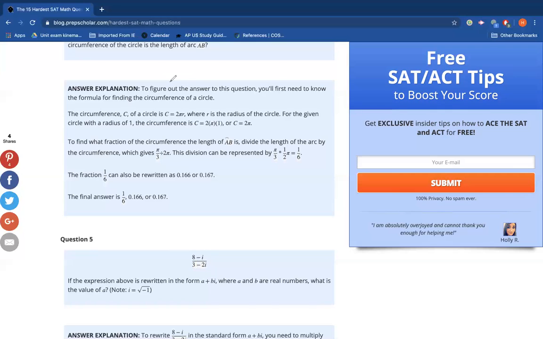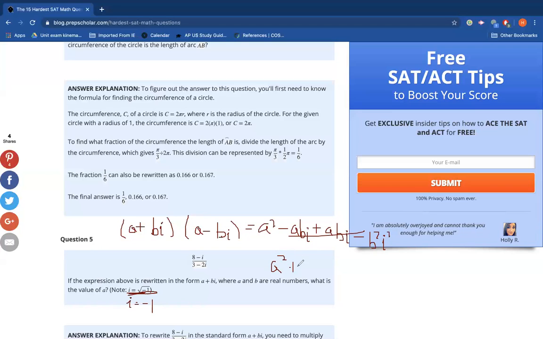And the easiest way is to always reciprocate it. So let's say if you have a plus bi, in order to get rid of this i, we have to multiply by its reciprocal. And let's see if it works. a times a is a squared. a times negative bi is minus abi. bi times a is positive abi. And then bi times bi is negative b squared i squared. And we know i is equal to the square root of negative 1, so i squared has to be negative 1. So these two cancel, and this is going to be a squared plus b squared.